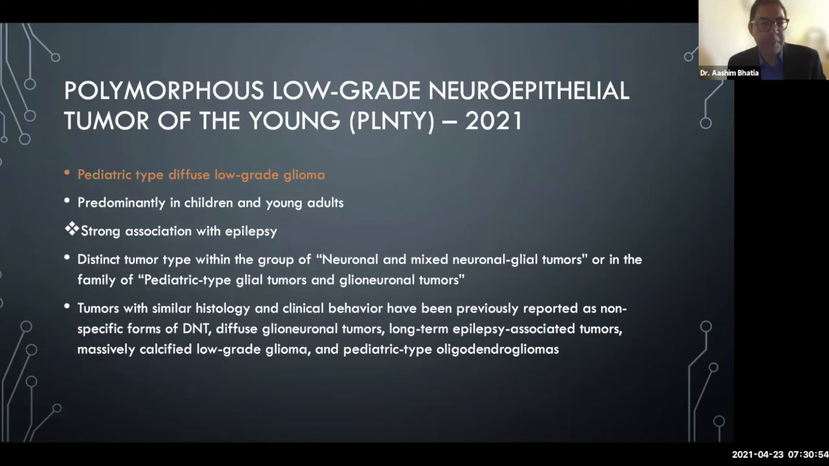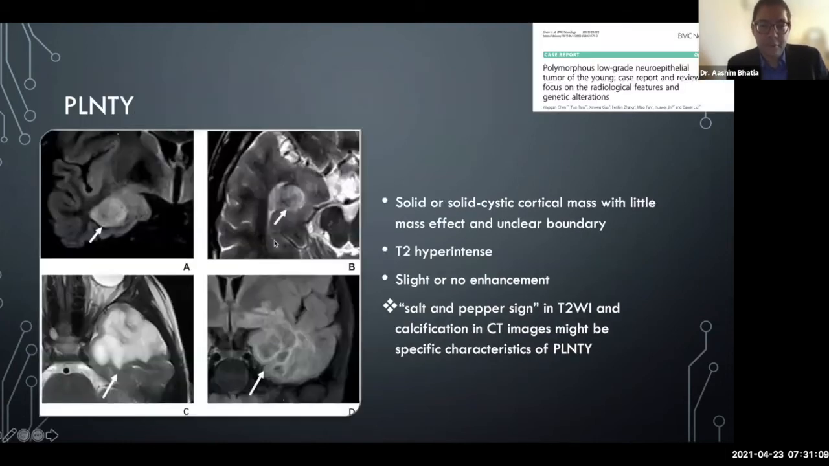And we talked about the pediatric type diffuse low-grade glioma. I mentioned we're going to talk about a tumor called PLNTY, the polymorphous low-grade neuroepithelial tumor of the young. With this, remember, there's a strong association with epilepsy. And the literature is still developing. I think it's going to take some time for us to be very confident with this.